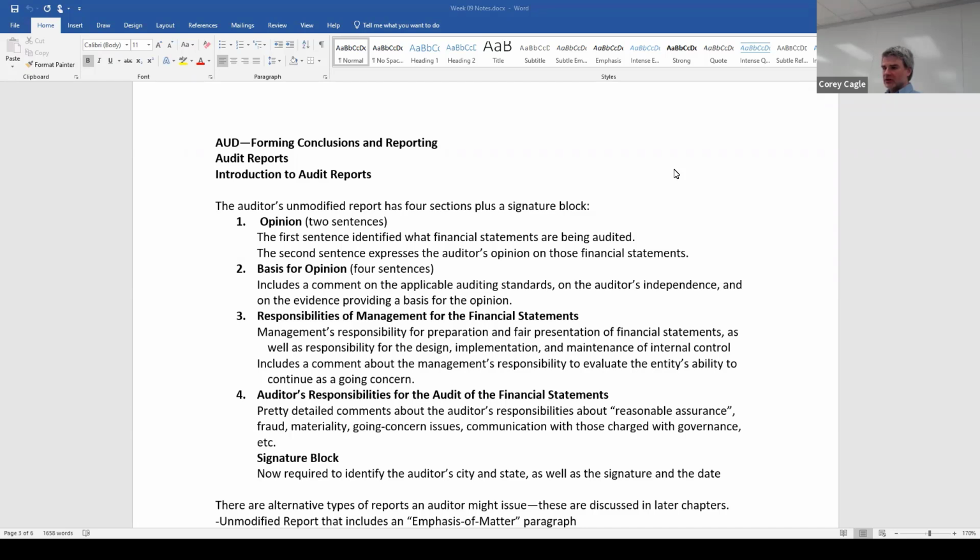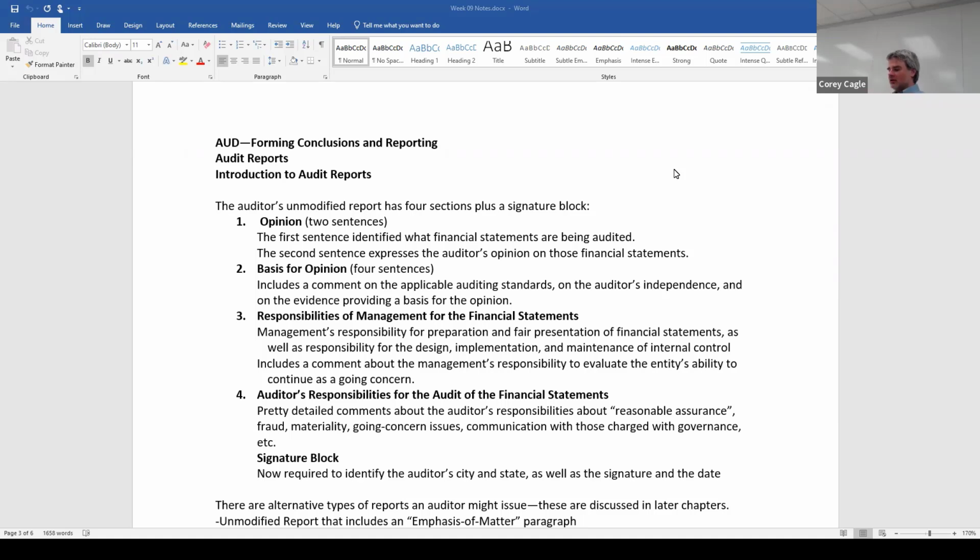So in our first section here, we have introduction to audit reports, which really gives us the information about the unmodified report. A lot of your test questions will just be what section of the report.